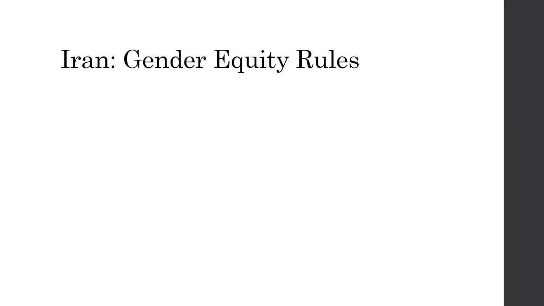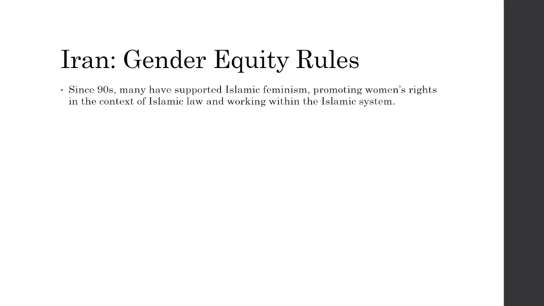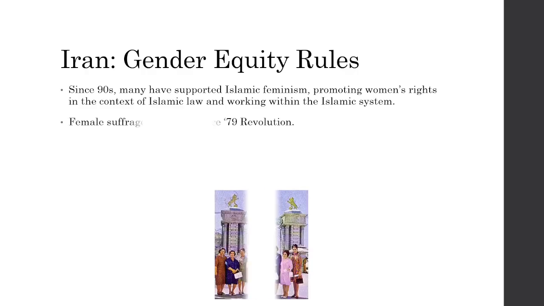So let's look at some examples within our course countries. We'll start with Iran and their gender equity rules. Since the 90s, many have supported Islamic feminism, which is different from, say, modern-day feminism in the Western Hemisphere. They promote women's rights in the context of Islamic law, not outside the context, within the context. And they're working within the inner workings of the Islamic Sharia system.